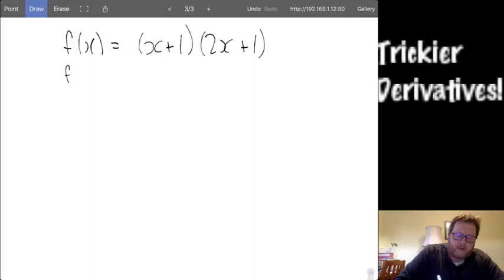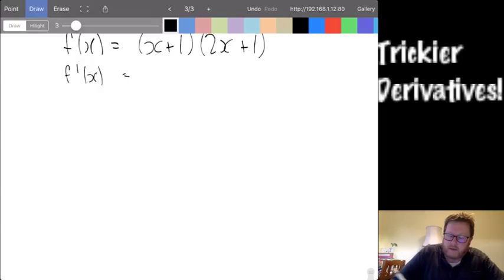F dash of x, this is wrongity wrong, remember? F dash of x equals the derivative of this. Now, how about I underline it and just use different colours? The derivative of x plus 1 would be 1, and we're multiplying it by the derivative of, let me use purple, 2x plus 1, which would be 2.